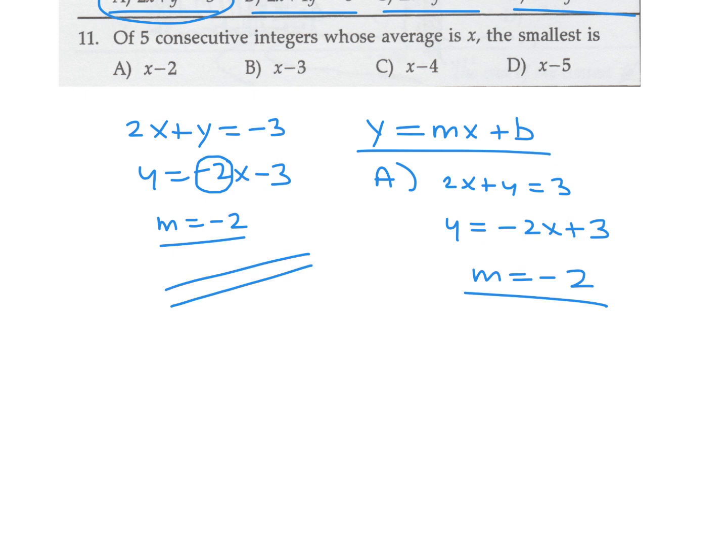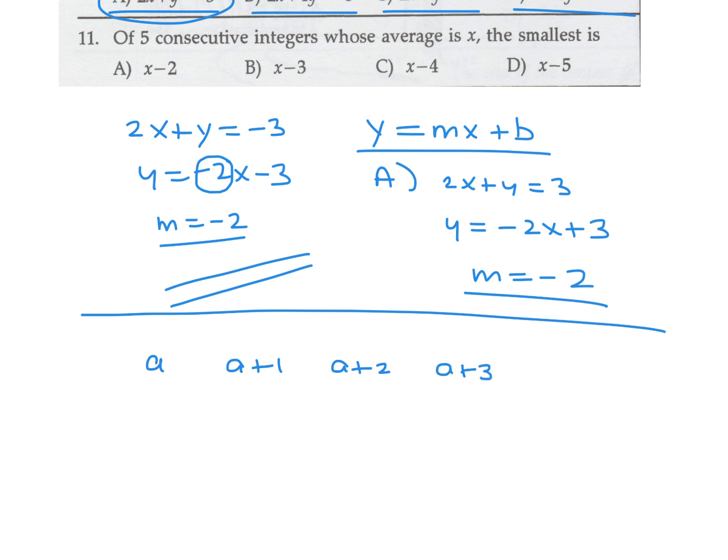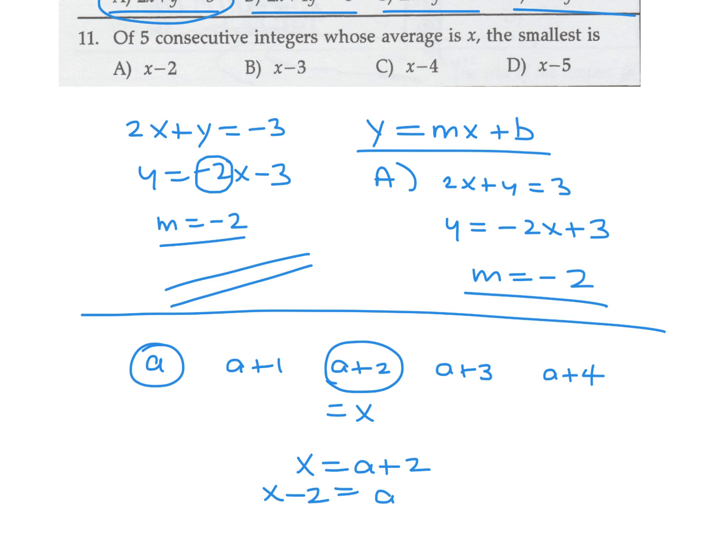We have consecutive integers whose average is x. The smallest is... Okay. So let's see here. We'll call them A plus 1, A plus 2, A plus 3, and A plus 4. And the average is x. So this x you just get by adding them and dividing by 5. When you do that, you'd get A plus 2. So x is equal to A plus 2, and therefore the smallest is this guy, which is A is equal to x minus 2. So that means 11 is A.